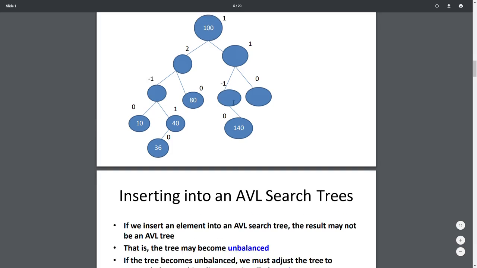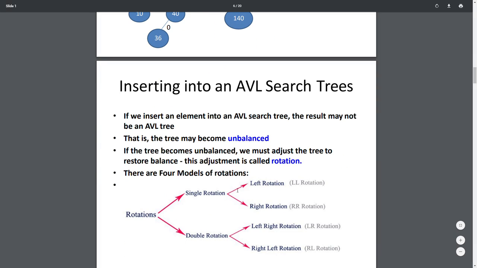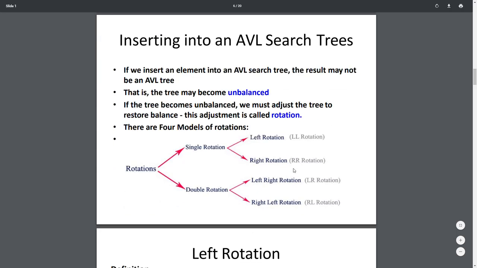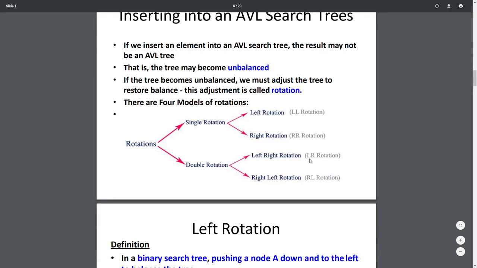Now there are 4 rotations to balance the tree: LL, RR, LR and RL. These rotations are divided into two parts: single rotation and double rotation. LL and RR are single rotations, and this is applied on the child node of the critical node. And RL and LR rotations are double rotations, where the first rotation is applied on the grandchild of the critical node and the second rotation is applied on the child node of the critical node.